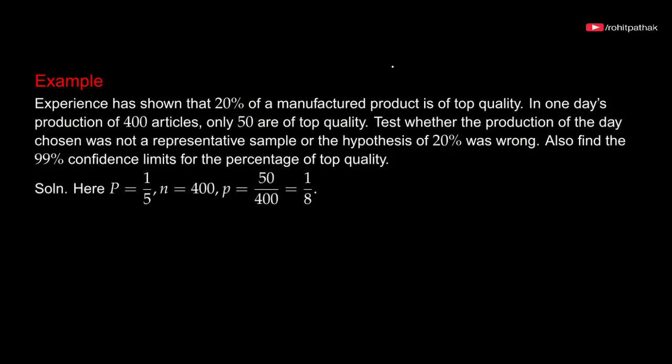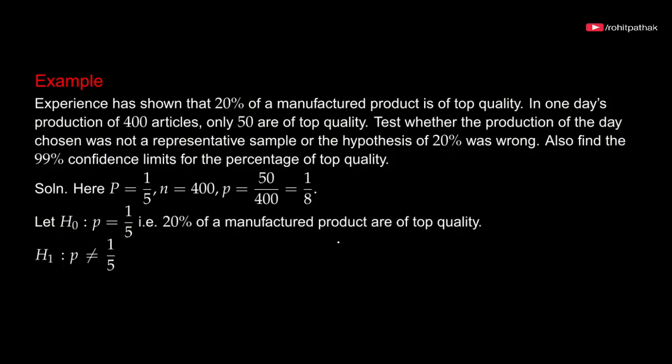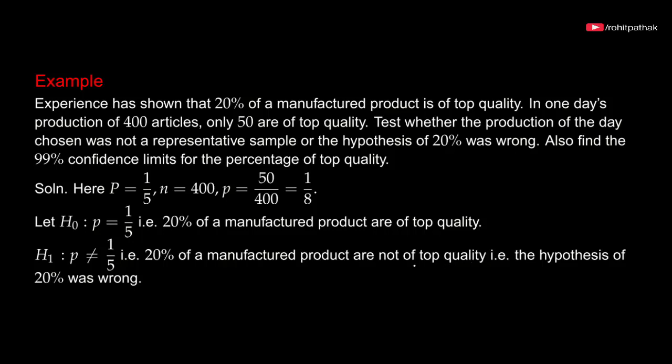So here, if you note down, the population proportion is given as 1 by 5. Sample size is 400. Proportion of success, that means product of top quality out of 400, is 1 by 8. Here we set H0 as P equal to 1 by 5. That means 20% of the manufactured product are of top quality. And here H1 we set as P is not equal to 1 by 5. That means the hypothesis of 20% was wrong.